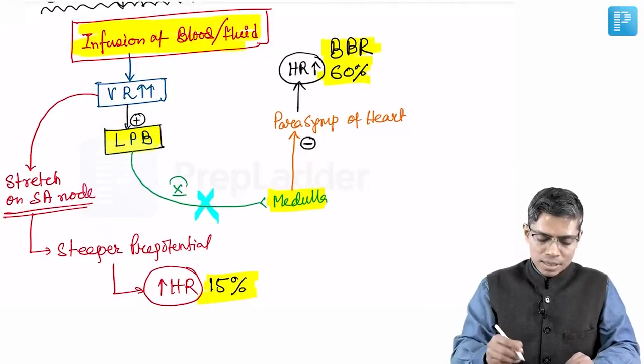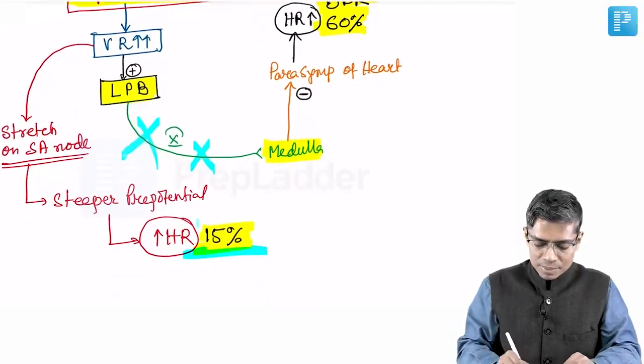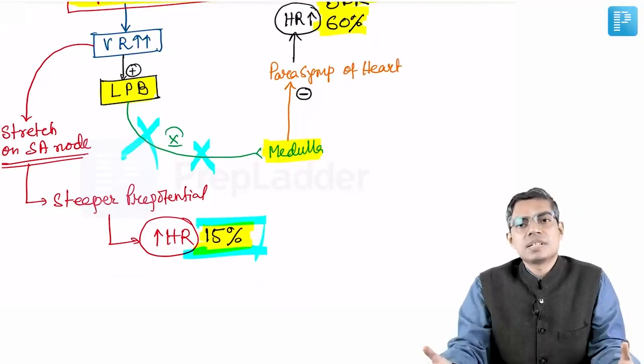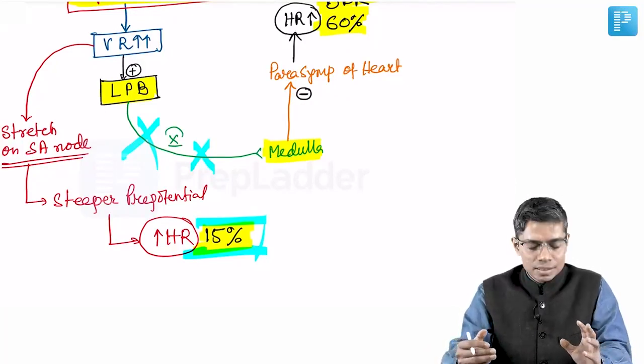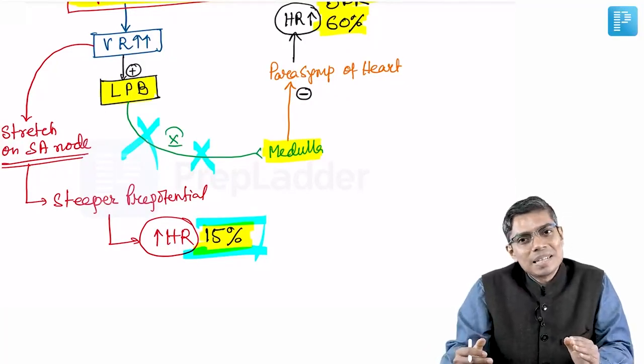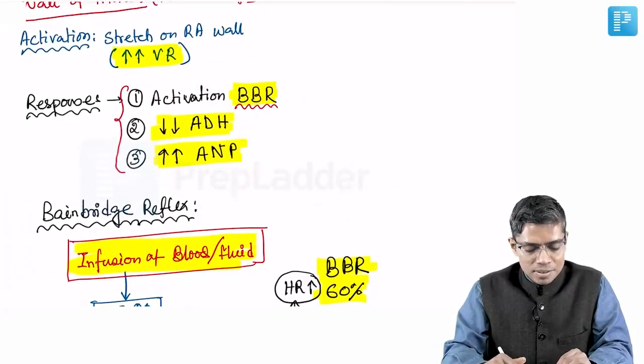That's why I was saying that even if you cut the bilateral vagus, heart rate increment is possible, but that increment is only 15%, and that is due to direct stretch on the SA node. Great. So this is all about the Bainbridge reflex and low pressure baroreceptor.